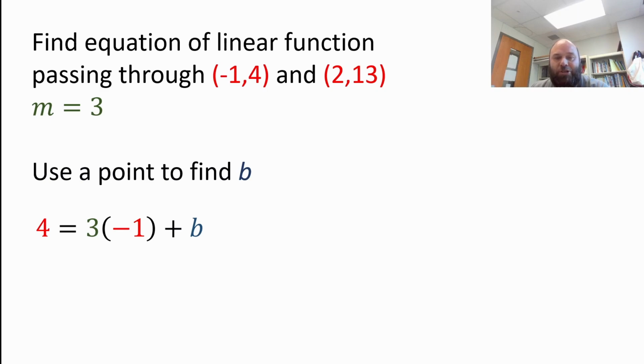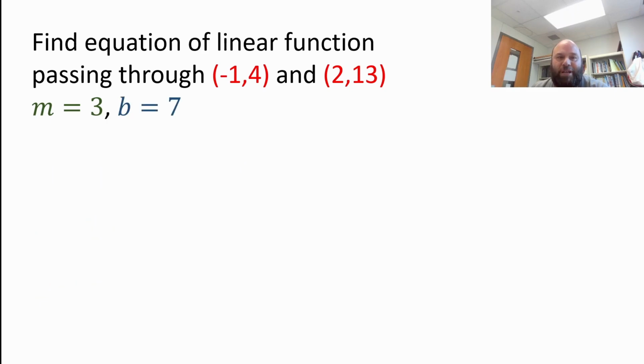have this equation with my unknown initial value b. 4 equals 3 times -1 plus b. Well, that can certainly be solved. -1 times 3 is -3. Add 3 to both sides, and b is 7.